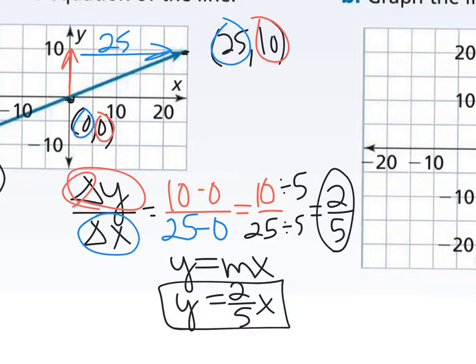Okay, so again, majority like we've been doing of finding the slope, just the finishing touch there of writing what the equation is at the end of that problem.